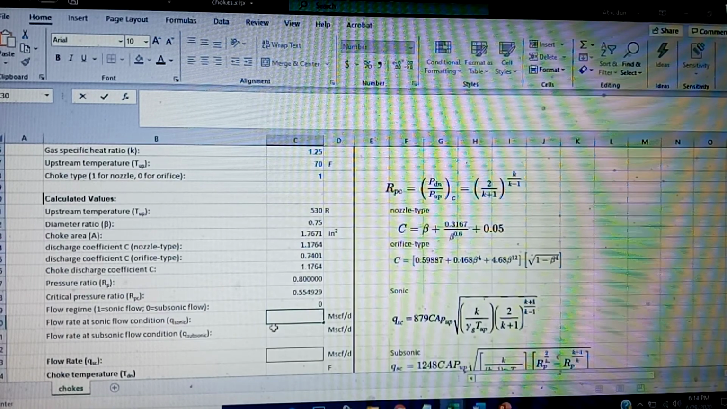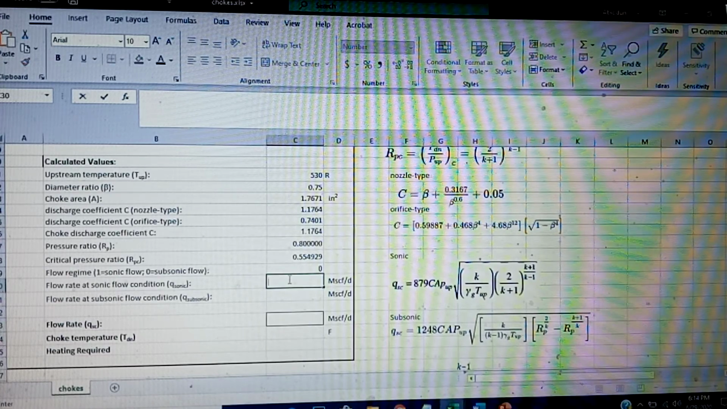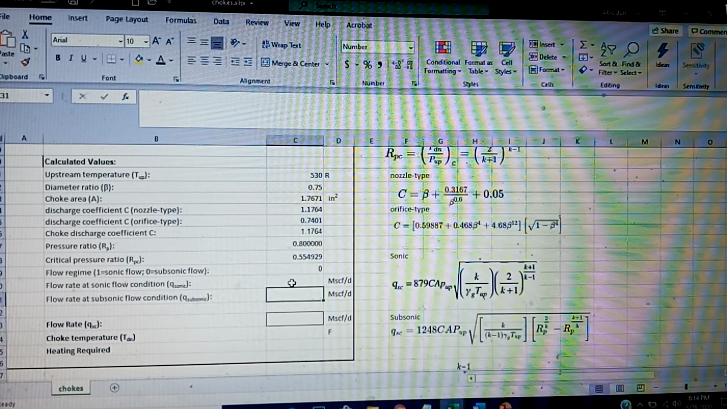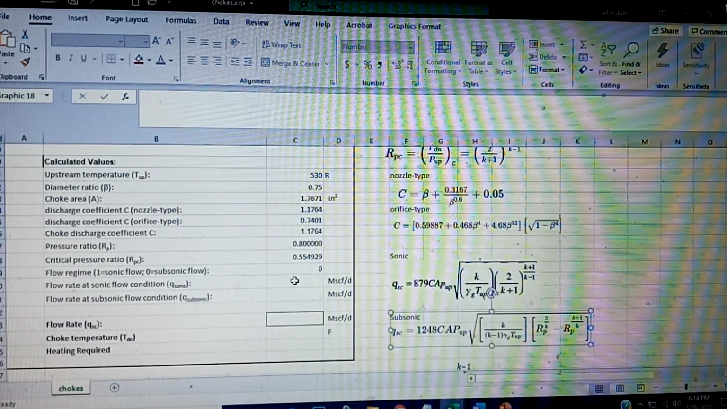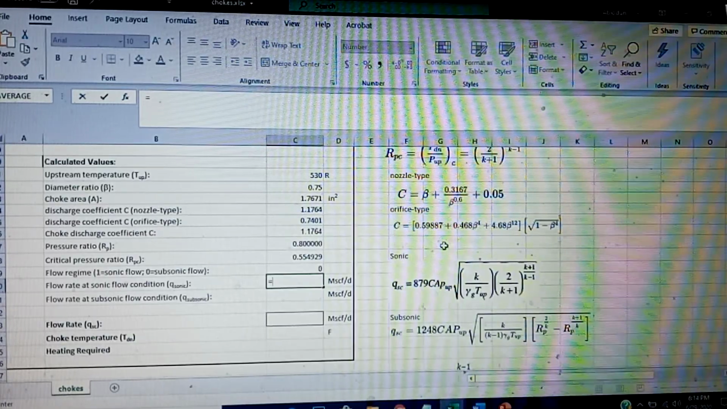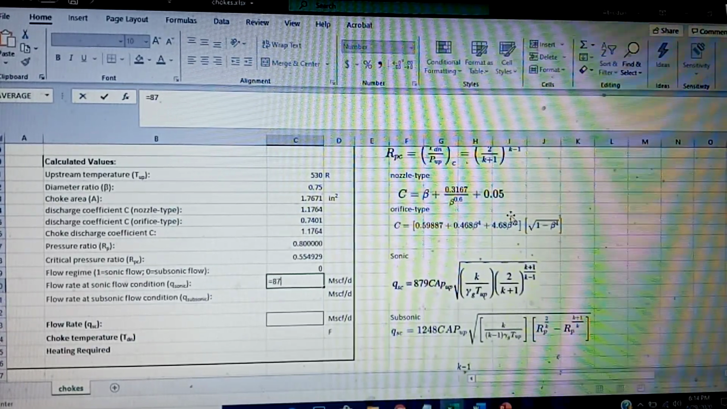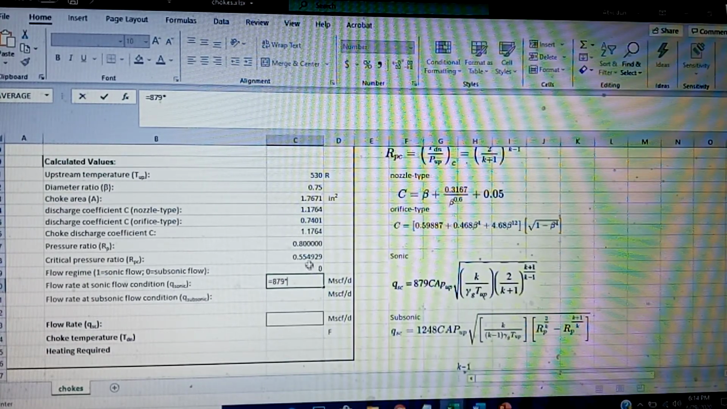Now we are getting to the main job, to calculate the flow rate for sonic flow and subsonic flow. That's what we're actually looking for. The sonic flow rate equation is there, and the subsonic flow rate equation is there. So for the sonic flow rate, let's do the equation. It looks long, but you have to be very patient. Equals 879 multiplied by my C. My C now is cell C26, because that's the one selected.